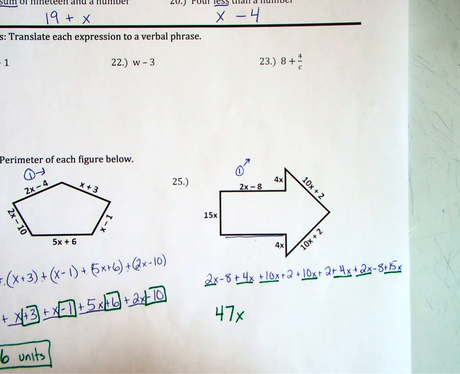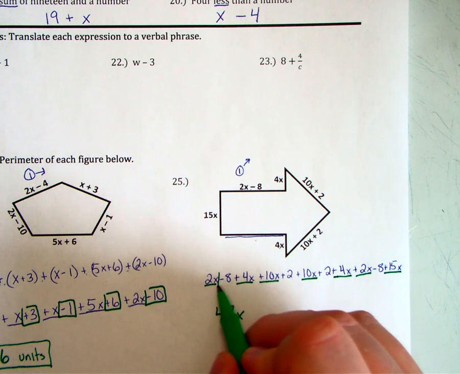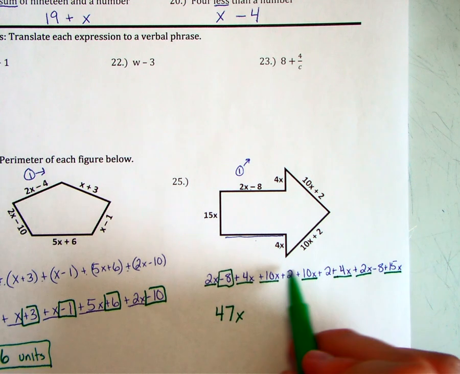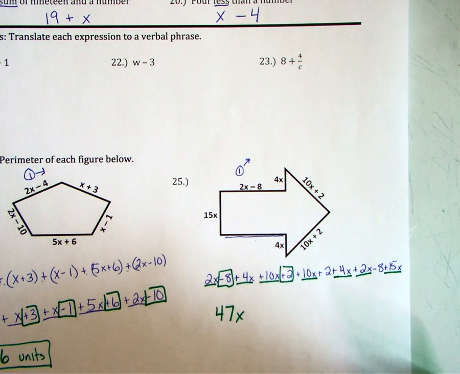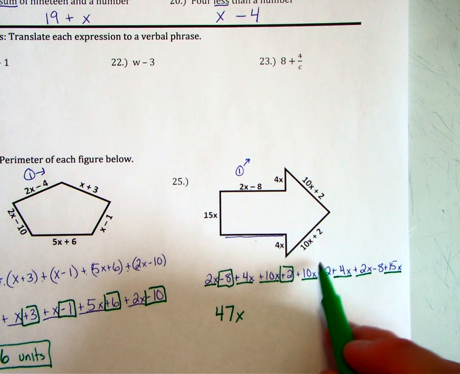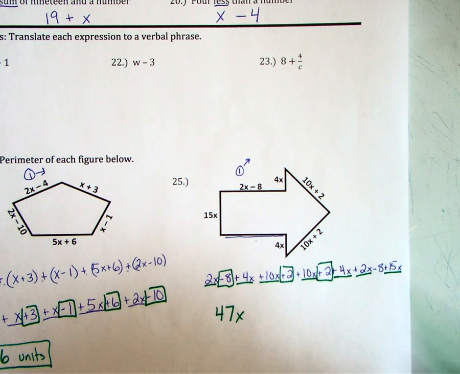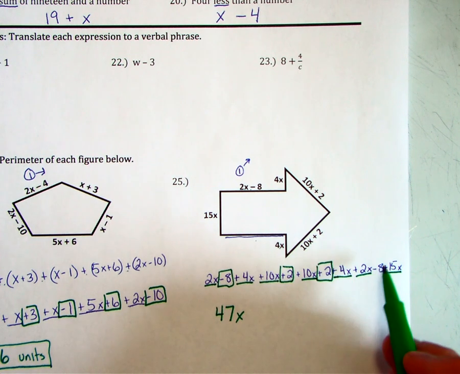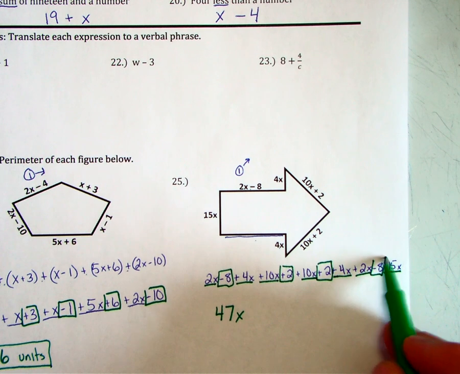And now we can go through and capture the constants. Negative 8 plus 2 is negative 6, plus 2 is negative 4, minus 8 is negative 12.